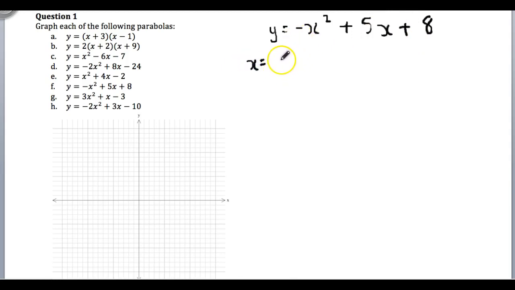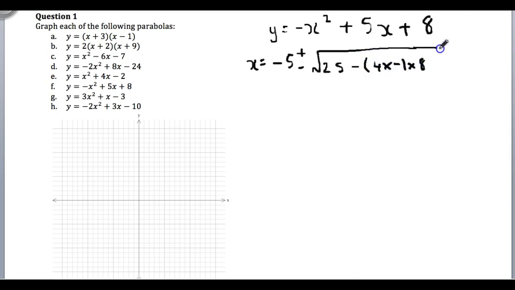The value of b is 5, so -5 plus or minus the square root of 5 squared, which is 25, minus, now I've got a negative here, so I'm going to use brackets. So minus 4ac, so 4 times -1 times 8. Oh, we're going to get a big number there, and I think we're not going to have any x-intercepts. 2a, so it's just going to be -2. Now, I'm not going to go any further. Oh, no, that's going to make that a positive.